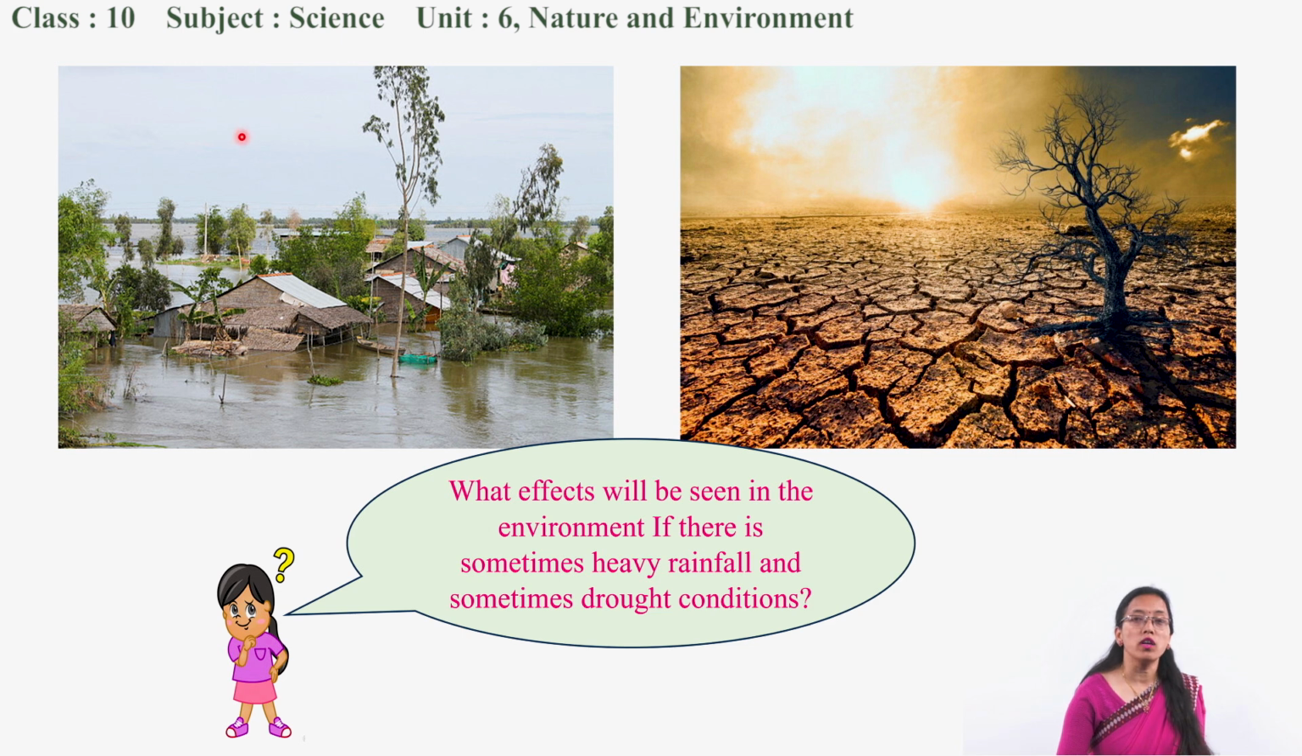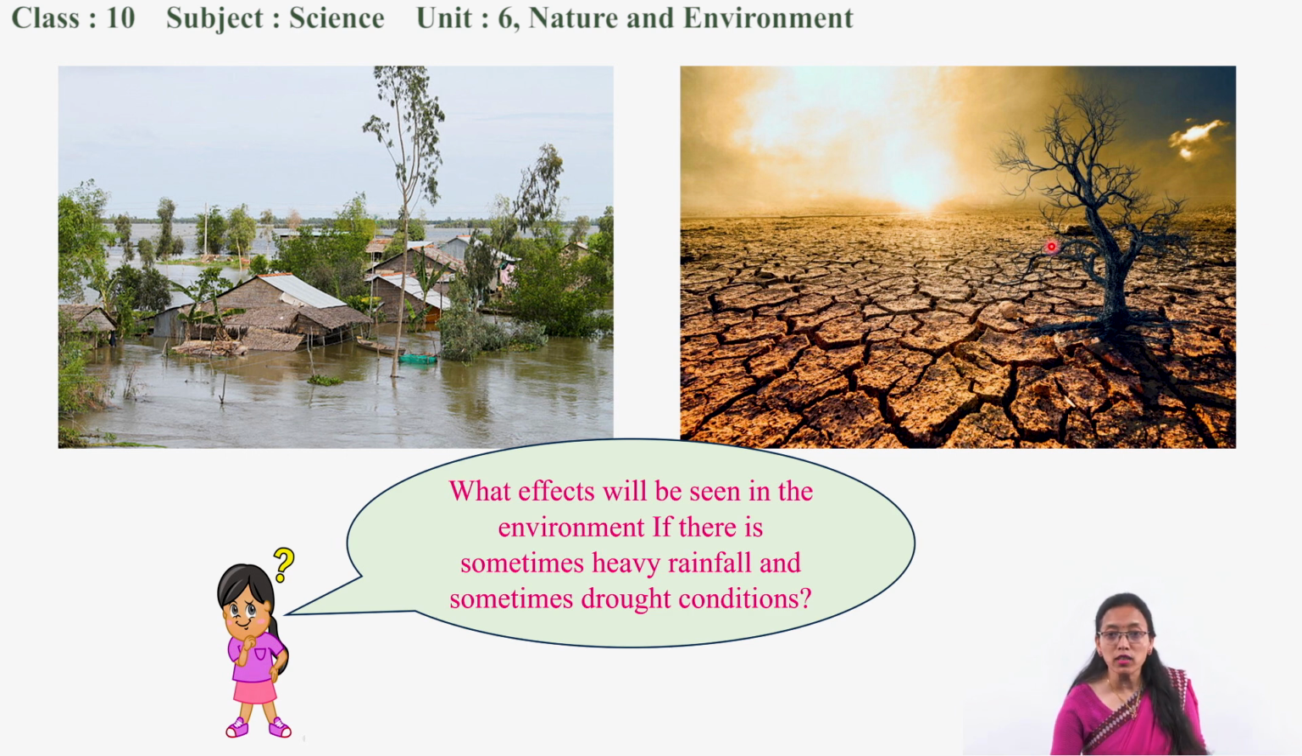Because of these two conditions, what effects will be seen in the environment if there is sometimes very heavy rainfall and sometimes drought? Are these two conditions good for the environment or the living organisms present in it? No. Heavy rainfall also affects the organisms, because it floods away everything present on the surface of the earth. Even the habitats of the organisms will be lost, and even the crops growing in the field will be lost.